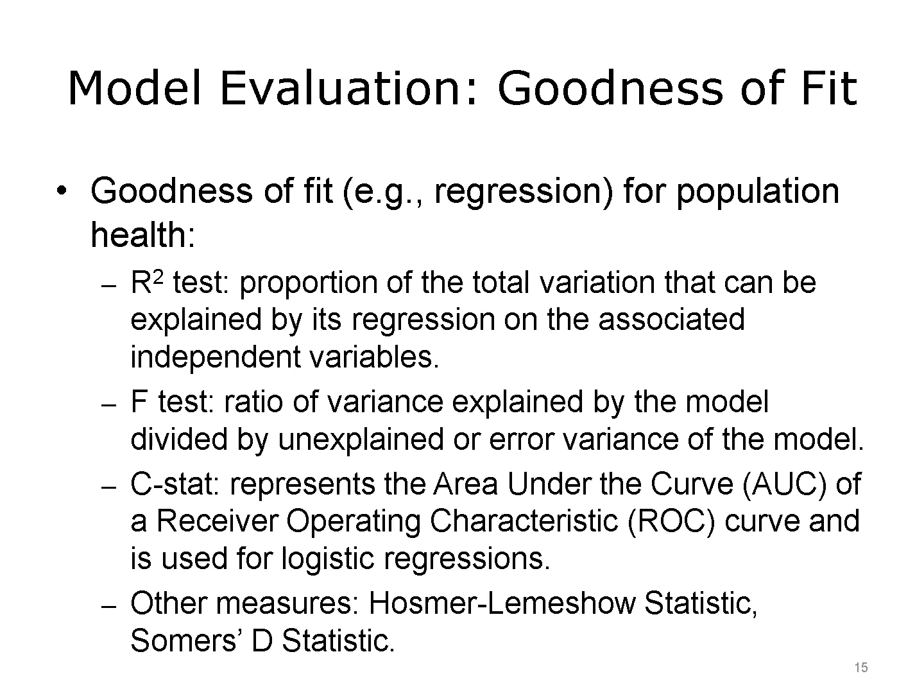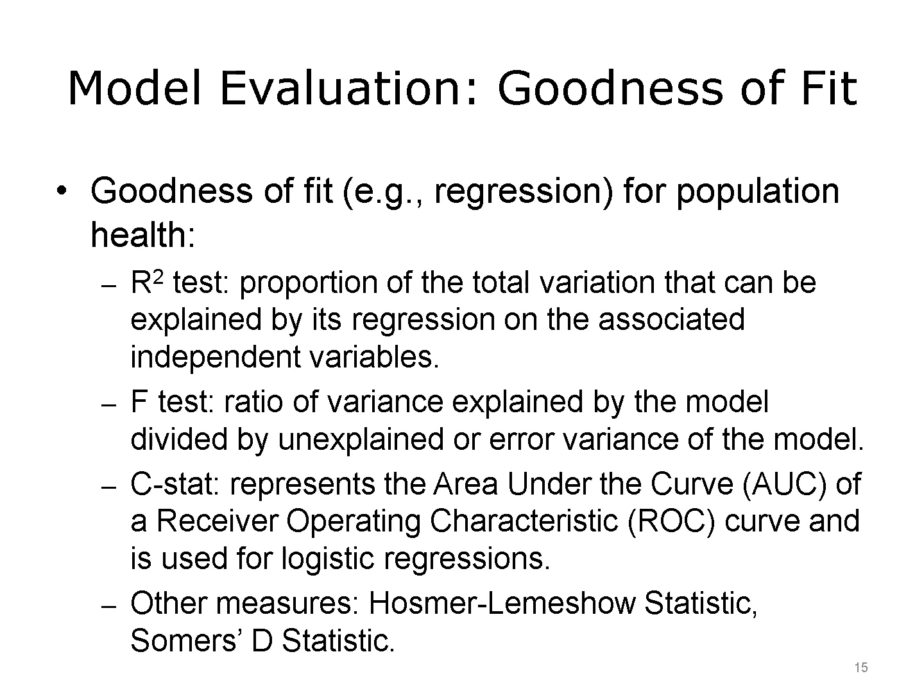In the case of regression models, their goodness of fit can be evaluated by various statistical scores, such as R-squared, F-test, C-stat, and others. Adjusted R-square explains the proportion of the total variation that can be explained by its regression on the associated independent variables. R-squared ranges between 0 and 1, and in general, the higher the R-square number, the better the model fits your data. R-square, however, cannot determine whether the coefficient estimates and predictions are biased.